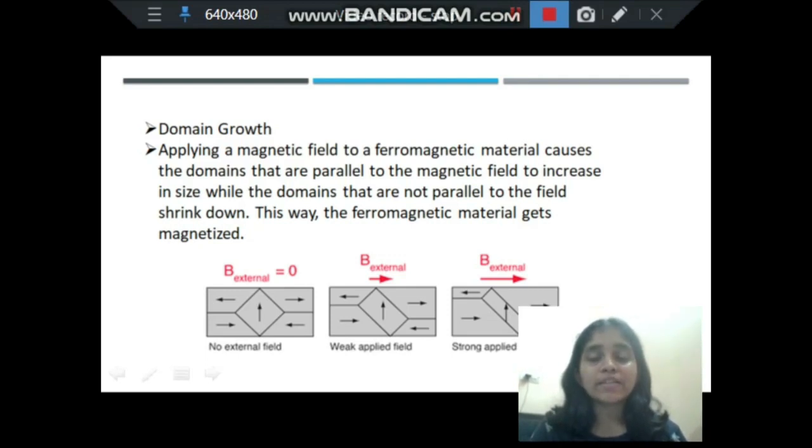Hi everyone, my name is Ruza Sawant, roll number 38, and now I will be explaining one of the aspects of how a ferromagnetic material is magnetized, that is, domain growth. Applying a magnetic field to a ferromagnetic material causes the domains that are parallel to the magnetic field to increase in size, while the domains that are anti-parallel or not parallel to the field decrease in size or shrink.